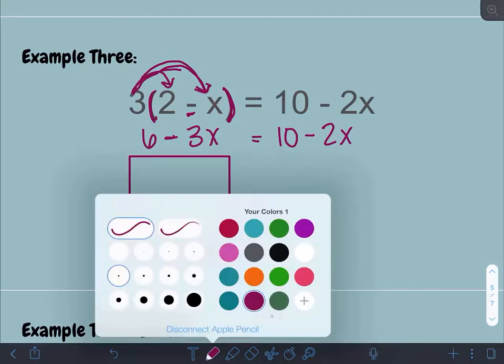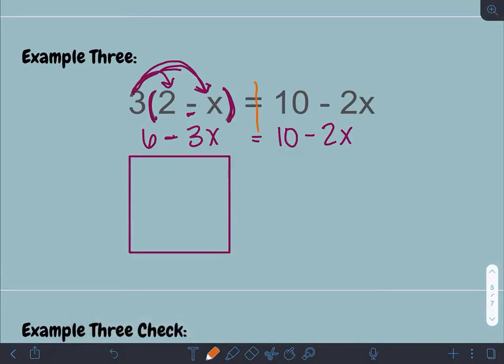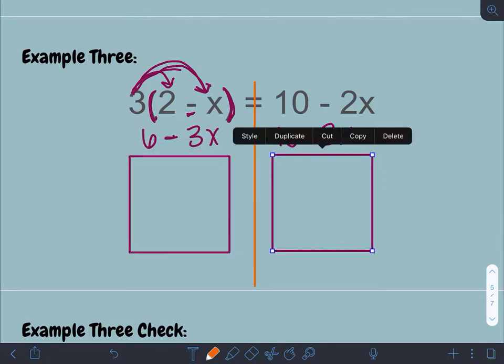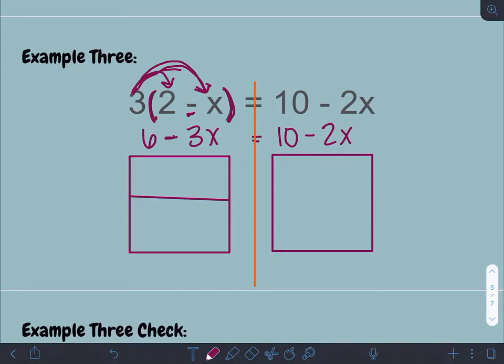So now I can go and solve with my boxes. But you have to distribute first before you can do the box method. You can't go and try and do the box method before you distribute. You have to distribute beforehand.